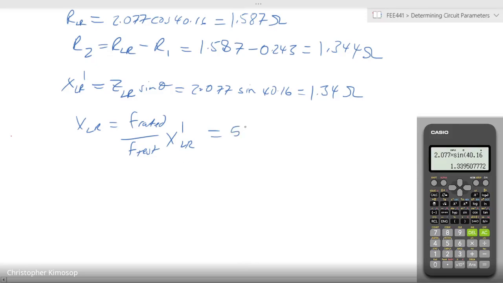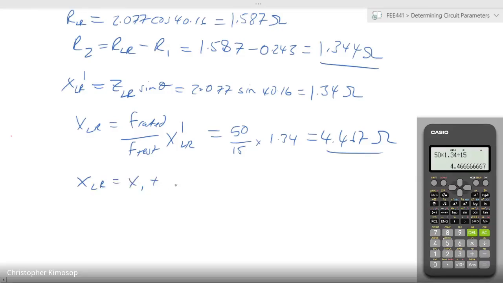Rated is 50 over 15 times 1.34, which gives us 4.467. Okay, so you have your R2 and you have your XLR. Now XLR, remember, is X1 plus X2. It's a combination of the two.